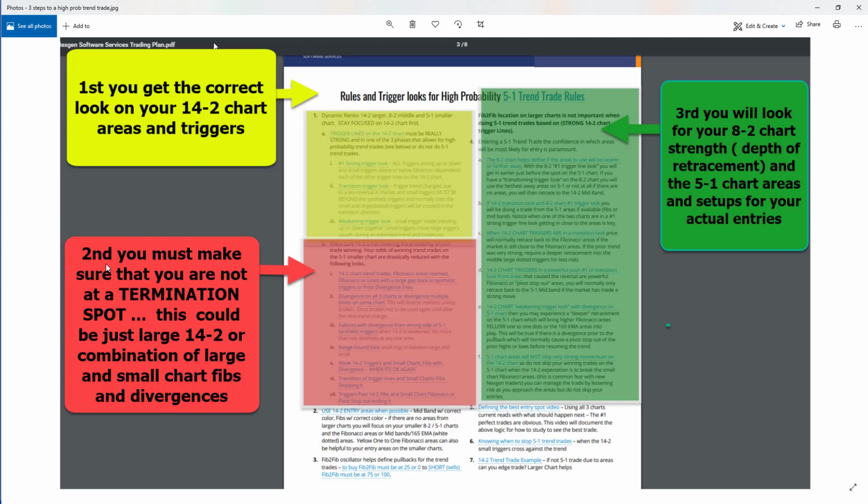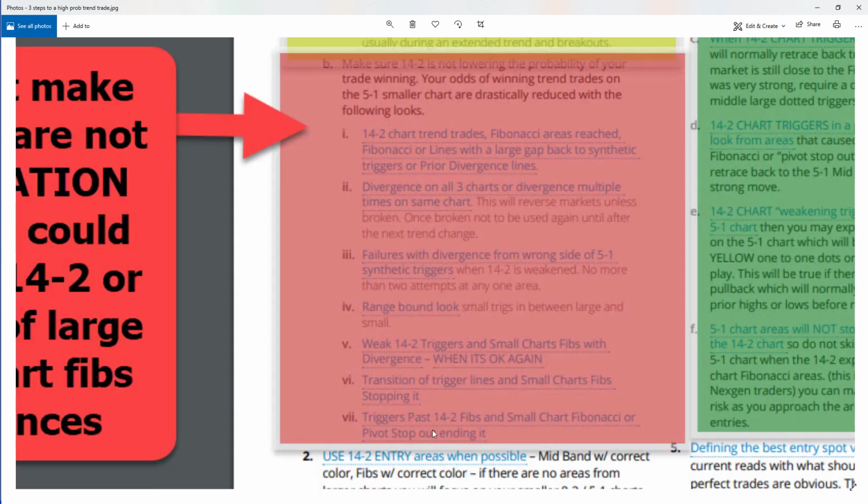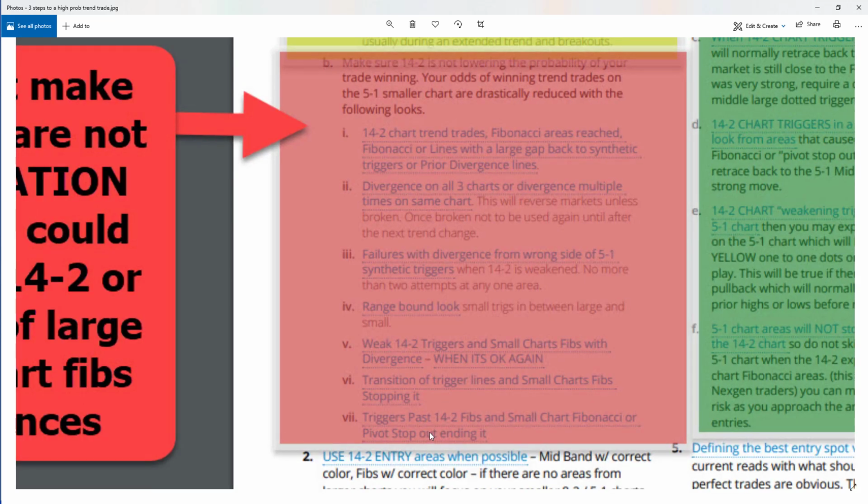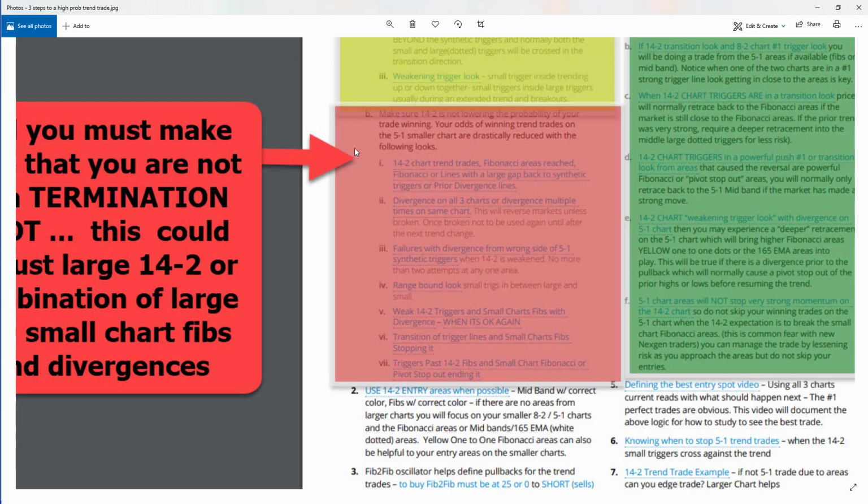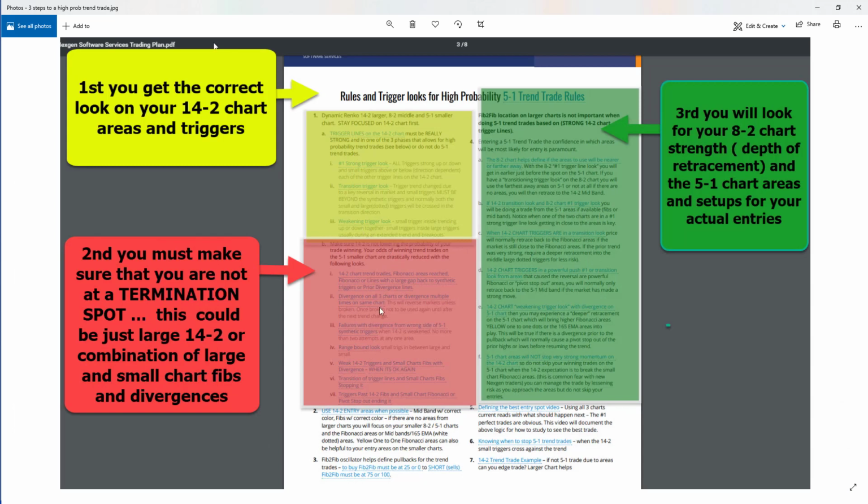Second, which we're not doing today, you do this live and with your practice and history, we have these conditions which will terminate a trend, which means you won't do any more trend trades on your small chart. So if you have a good trigger line look and you're not yet at a stopping spot, then you will do pullbacks to your 5-1 trend trades. You okay with that, Hillman? This is all there is to a trend trade.